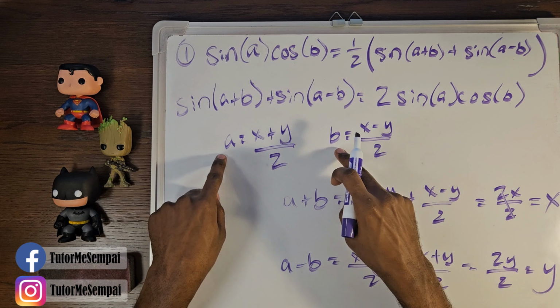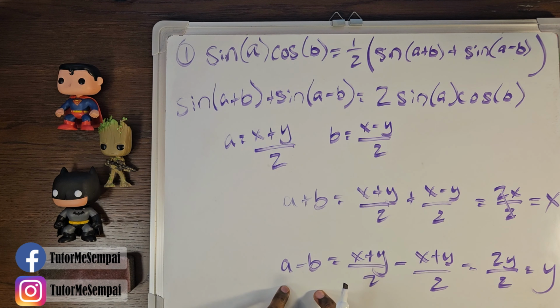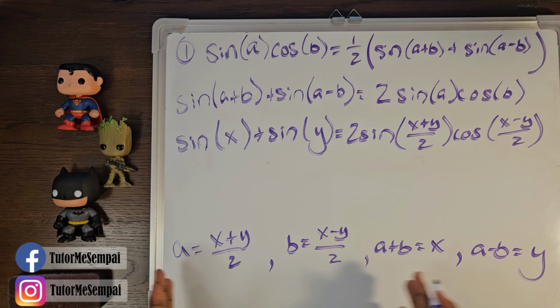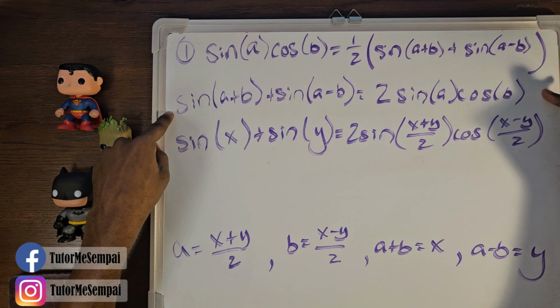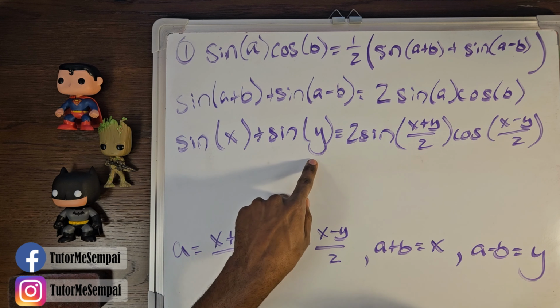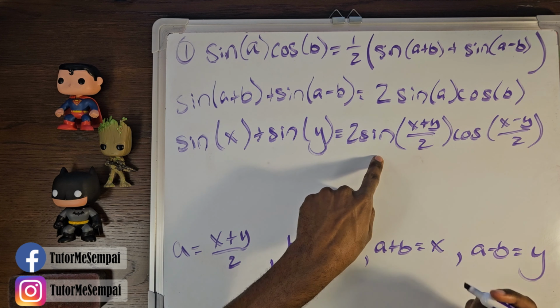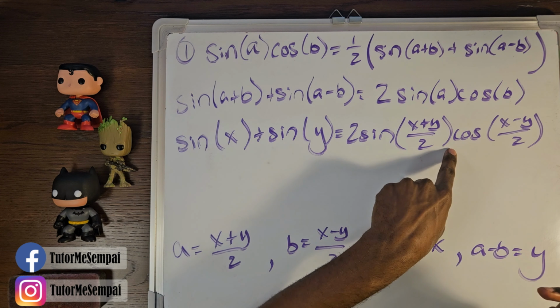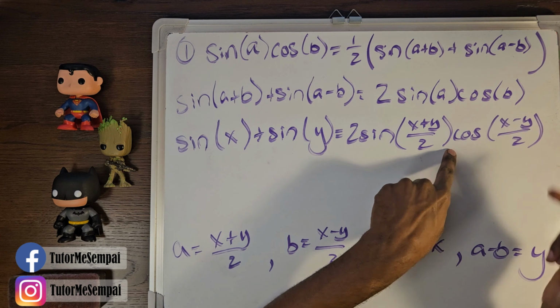So now that we have A, B, A plus B, and A minus B, let's plug all of that into what we have up here and see what we get. So I've rewritten our 4 things down here, but when we plug it into this up here, we get the following. Sine of X plus sine of Y equals 2 times sine of X plus Y over 2 times cosine of X minus Y over 2.